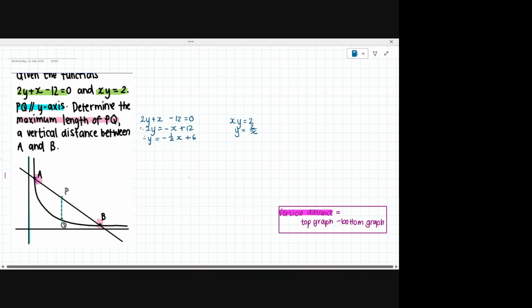Nice. Okay, good. So guys, we can see that our straight line graph's y values are greater than that of the hyperbola, so it is on top. And so that means we are going to take the straight line minus the hyperbola. So the straight line was minus a half x plus 6. We'll get there eventually.